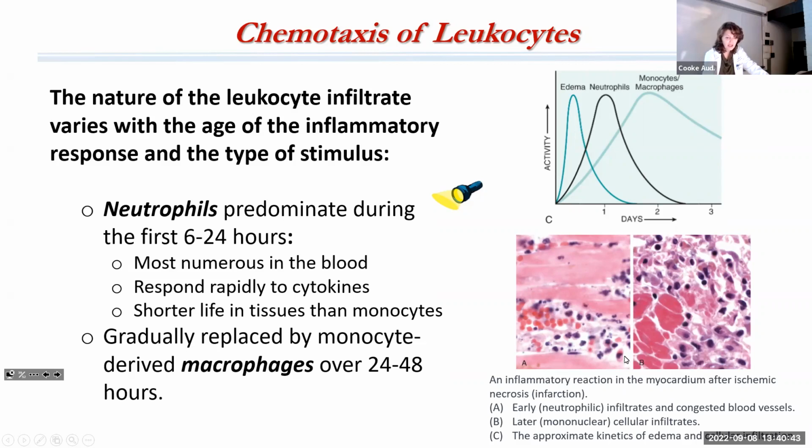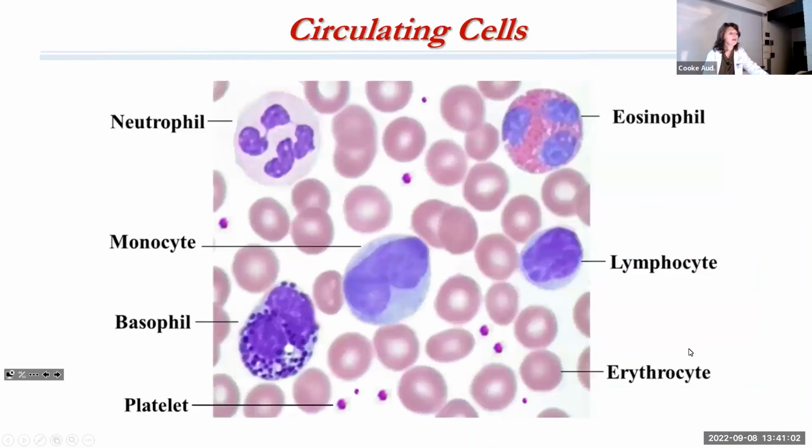They predominate here. And later on, you don't see these polymorphonuclear cells. What you see are these mononuclear cells, lymphocytes or macrophages. In this picture, I see a predominance of the lymphocytes. That is the chronic phase.